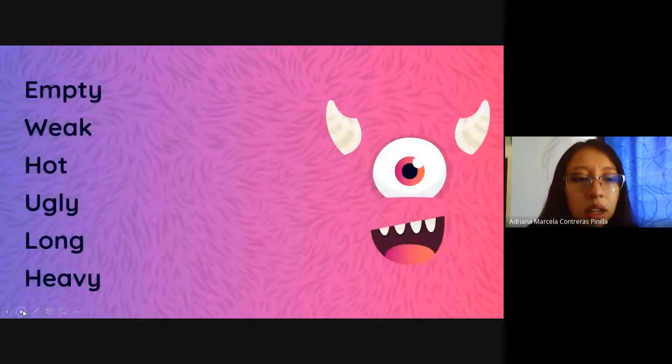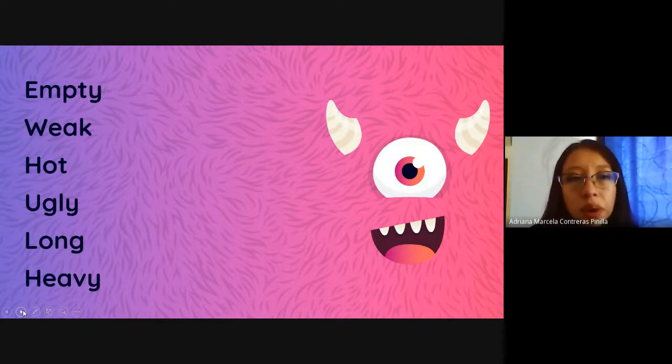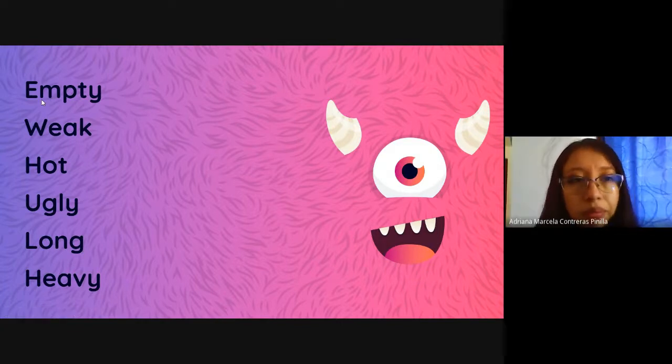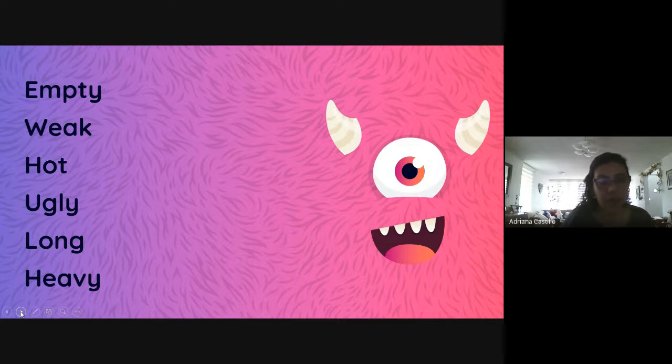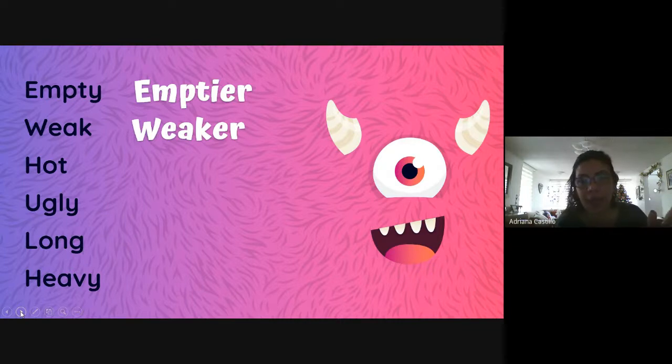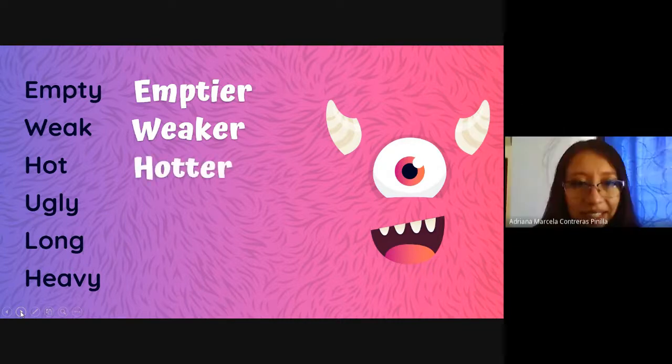So, we have here some adjectives. Please tell me what the comparative form of these adjectives is. So, what is, for example, the rule? Okay, yes. Tell me. Empty, emptier. Emptier, yes, perfect. Weak, weaker, yes, just R. Hot, there we would have the double T, ER, hotter. Hotter, very good.